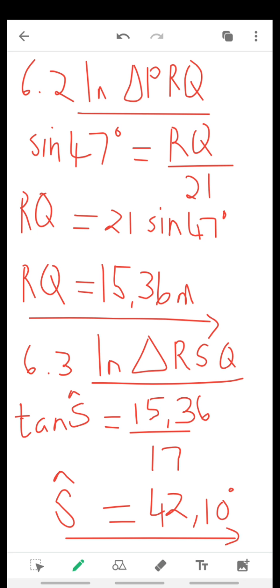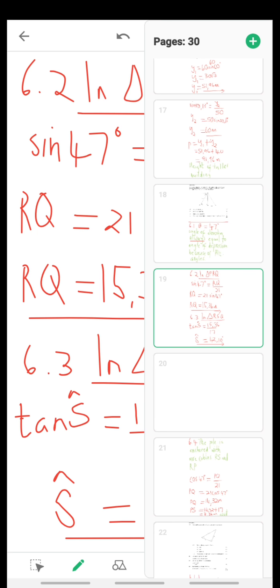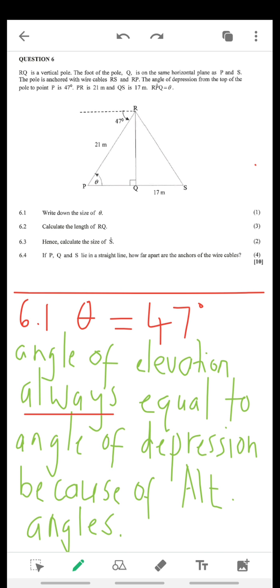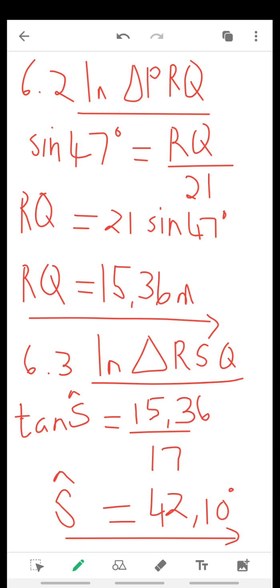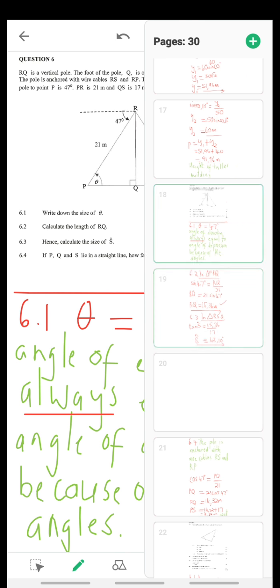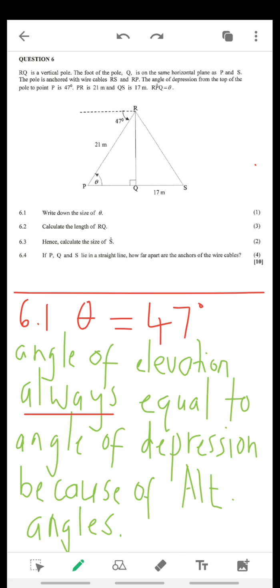First, tell the marker which triangle you are working with. So I said in triangle PRQ. This is triangle PRQ here. So in triangle PRQ, what is happening? Sine 47 degrees equals RQ over 21. Then RQ happens to be 15,36 meters. Well done. And then the next question is, hence, calculate the size of angle S.